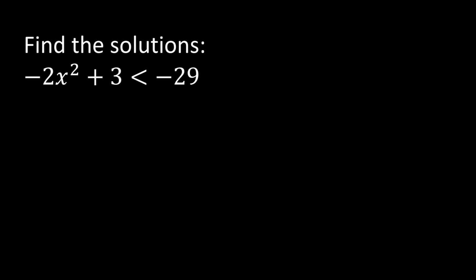What's my first step in getting it all by itself? Yes, I subtract 3 over. Negative 29 minus 3 is how much? Now what? Divide by what?